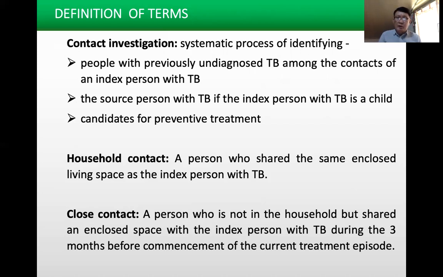Now let's go to household contact: a person who shared the same enclosed living space as an index person with TB. This refers to the household members, or a family that is living in one house. So these are household contacts. They are living together in the same enclosed living space with the index person with TB. Now, for close contact, a person who is not in the household. That means he or she is not a member of the household, but was able to share an enclosed space with the index person with TB during the 3 months before commencement of the current treatment episode.